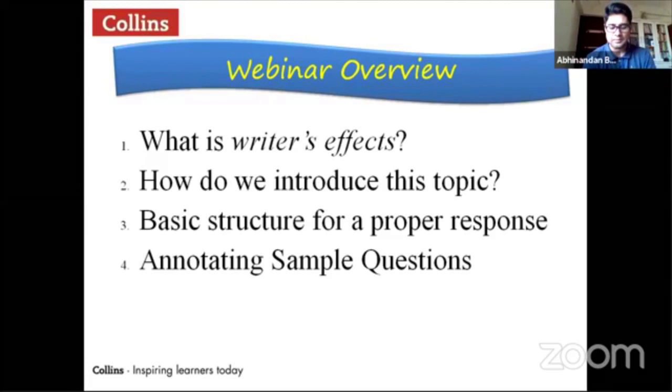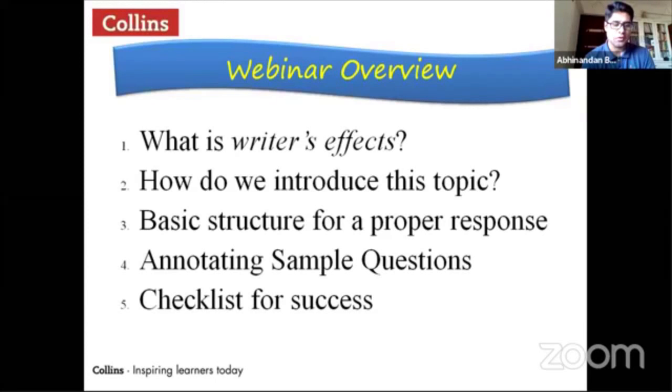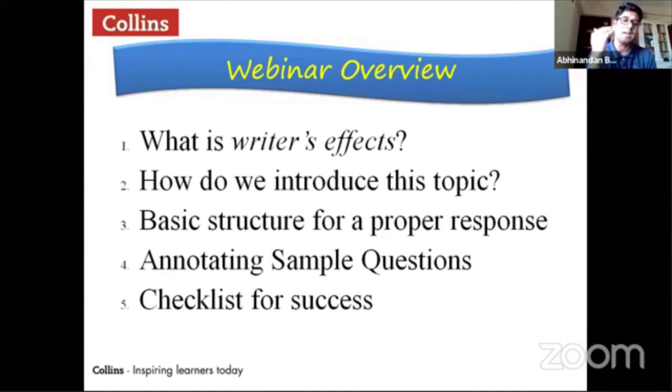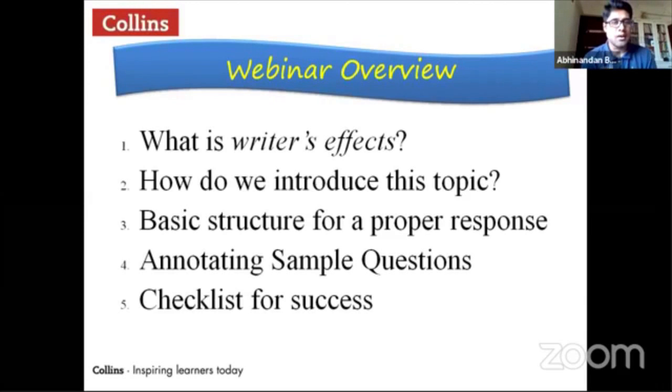And finally, I will offer all of you a checklist for success, which you may take home with you. You may take a snapshot of it, and we'll be providing that to you as well. The checklist for success is something very important, which will help the learners and the teachers to understand these are the elements that should go into my writer's effect response in order to have the highest grade.